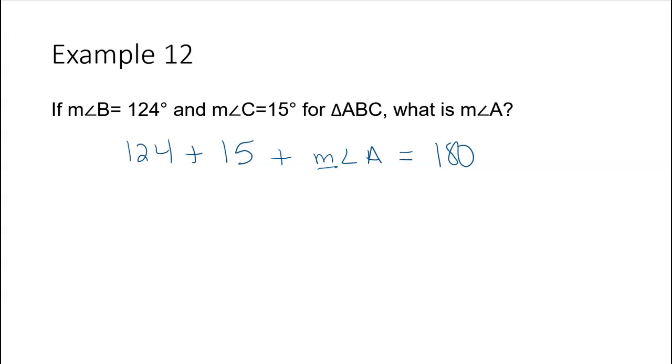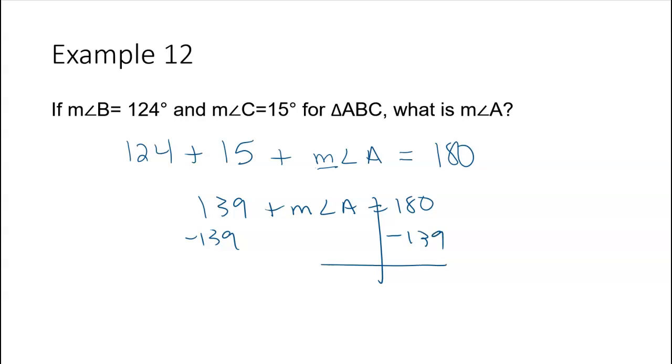So we know that 124 plus 15 is 139, plus the measure of angle A equals 180. And we'll subtract 139 from both sides. We get the measure of angle A is equal to 41 degrees.